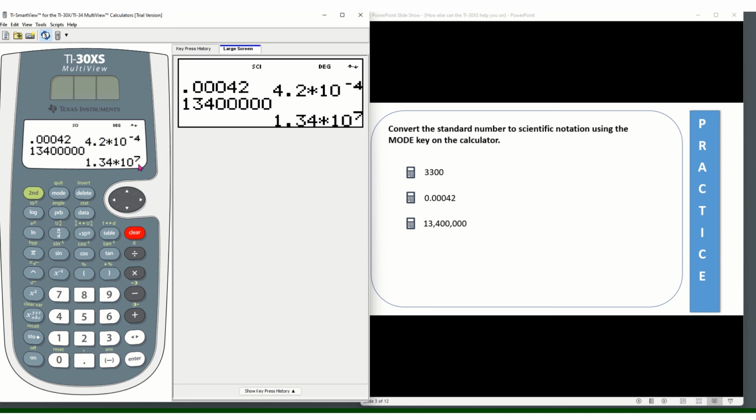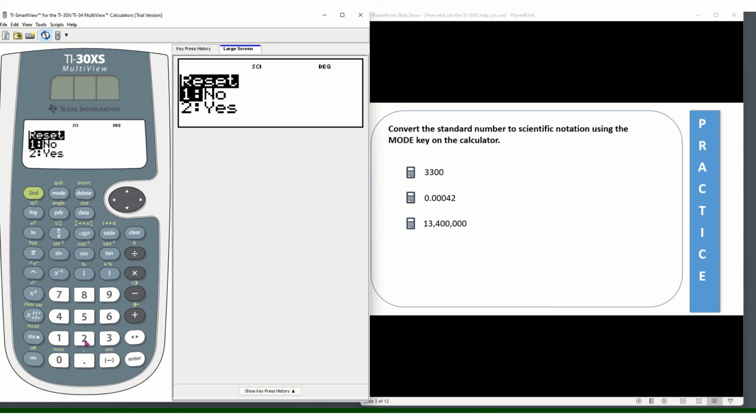Once again, you guys, always remember it's important to reset after you do these problems so the next question that you receive, you don't mess anything up and it doesn't alter any of your answers. So once again, I'm going to hit second and then I'm going to hit zero. Yes, I want to clear the memory. There it is. And I'll hit clear to get back to that normal screen.